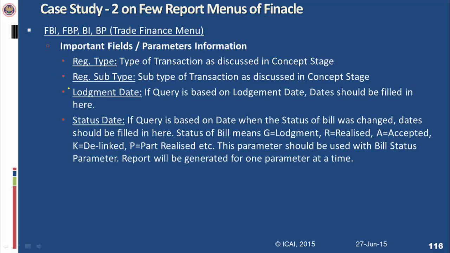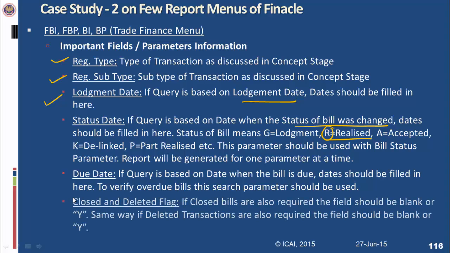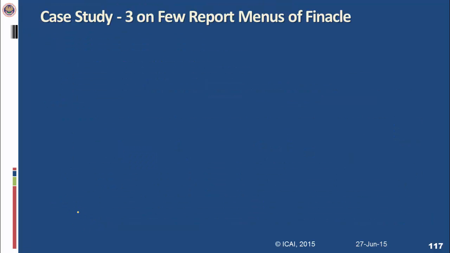So important fields are register type, subtype, lodgement date, if query is based on lodgement, date should be filled in, status date, if the query is based on date when the status of bill was changed. Now that is important. So if you want to verify anything on the realization status, then we'll be using the status as R and the filter as status filter. Then we have the due date filters available, closed and deleted flag that I have discussed.